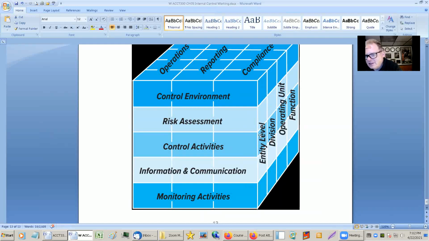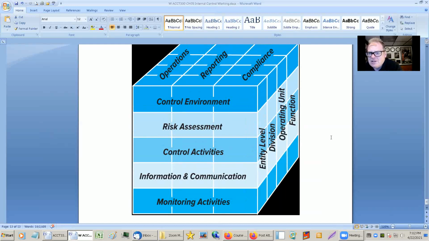So the upper level still has some responsibilities in the control environment, all that kind of stuff. All right. So this cube is commonly, it's in everything. You see it in everything. So the cube is basically the five items, and then just saying they relate to these other things at all levels.